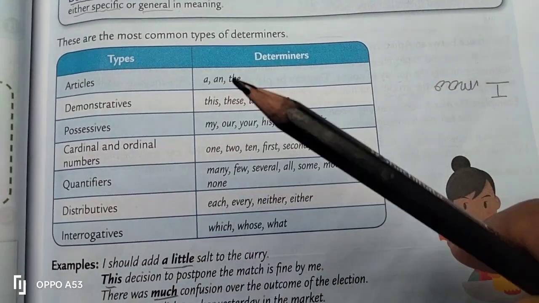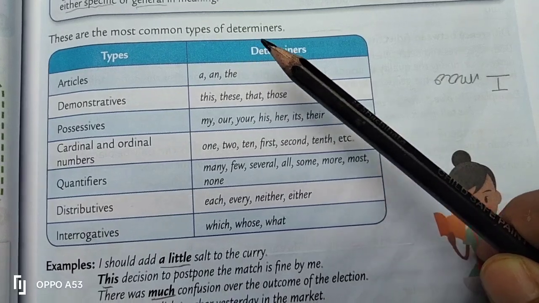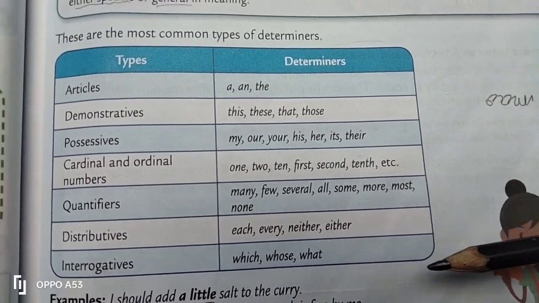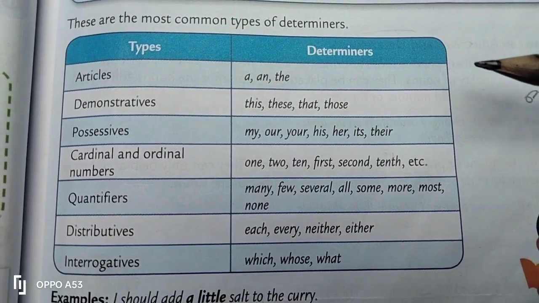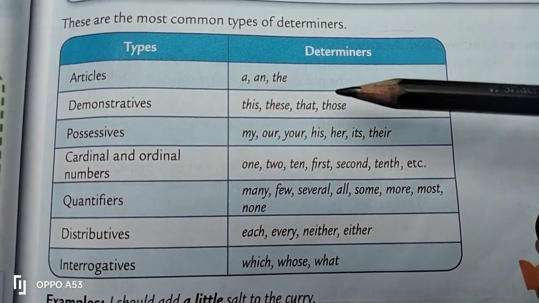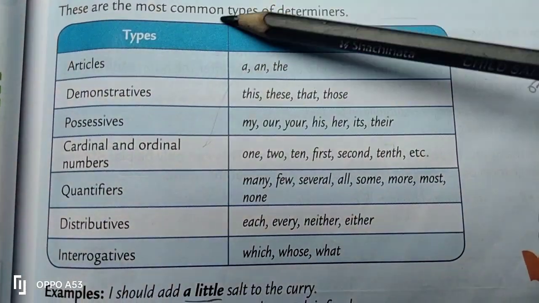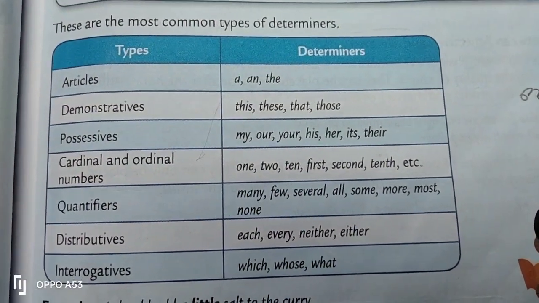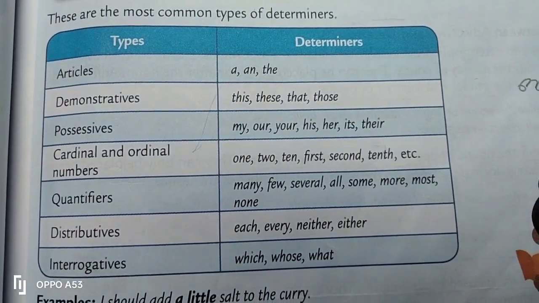Students, you have to see the common types of determiners here. These are the common types of determiners. You have to look carefully and write in your notebook. The first one is articles. Articles are also determiners because they will control the use of the noun.